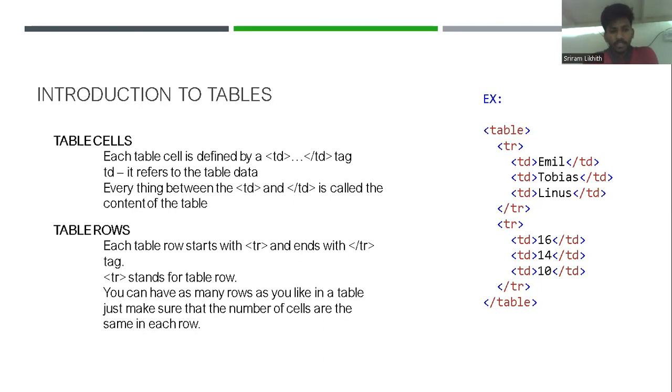Table cells. Each table cell is defined by a starting tag TD and closing with a TD tag. TD refers to the table data. Everything between the TD and the closing tag TD is called the content of the table.